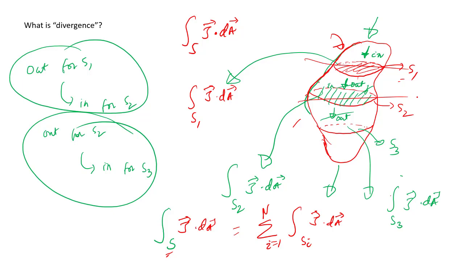And so if I add up the flux through each of these, I'm going to get the flux overall through the surface, because all these intermediate terms cancel out, because what is out for S1 is in for S2. So then I can write the integral of J dot dA over the entire surface as a summation from i equal to 1 to n of J dot dA over the smaller surfaces.